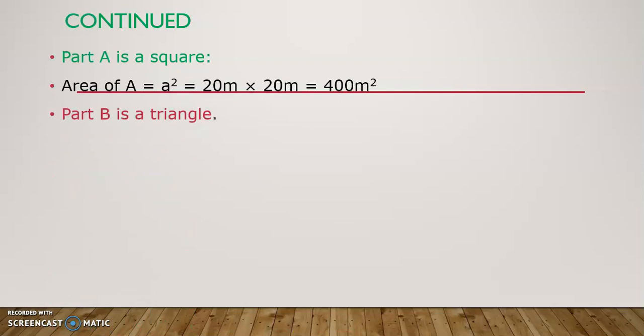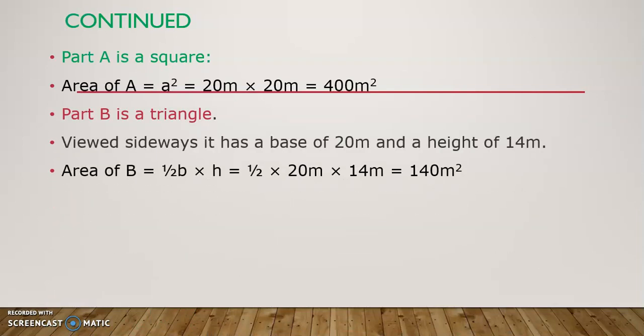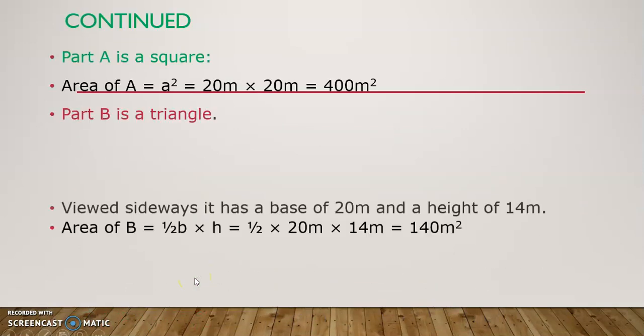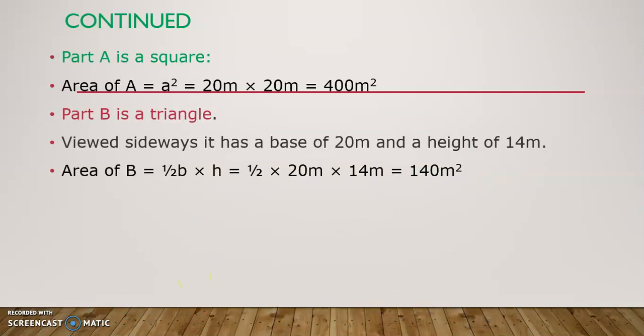Now, part B is a triangle, which is half base times height. The vertical height is 14, and its base is 20. Let's look at it. This is the vertical height from here to there, which is 14. Its base is from here to here, which is the same as 20. So this gives half times 20 meters times 14 meters, which is 140 square meters.